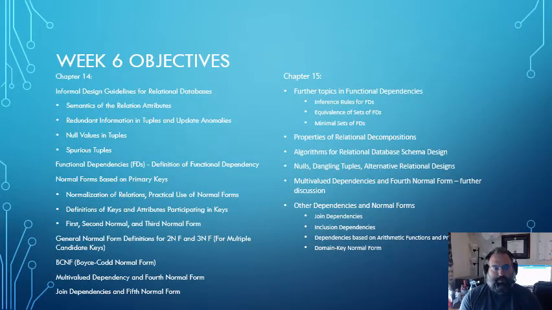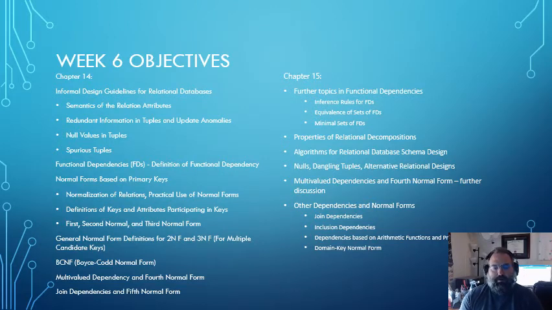Week 6 objectives include informal design guidelines for relational databases, functional dependencies, the definition of functional dependencies, and normal forms based on primary keys, general normal form definitions such as second normal form and third normal form, Boyce-Codd normal form, multi-value dependencies in fourth normal form, and then join dependencies in fifth normal form.